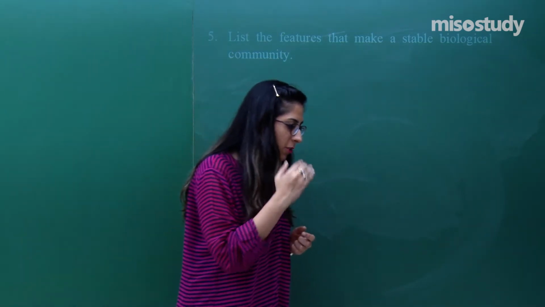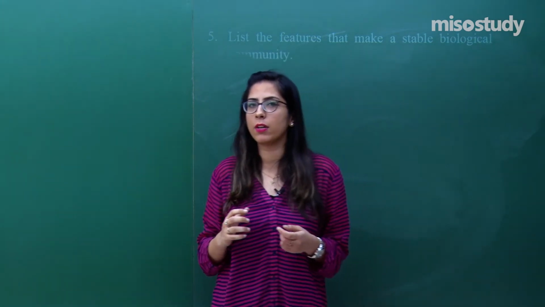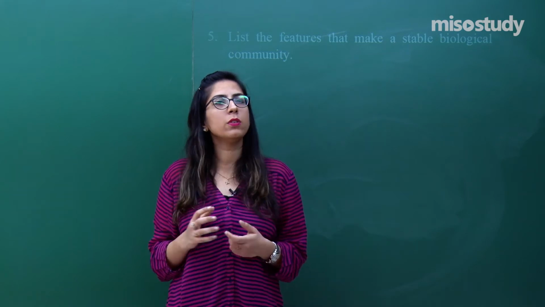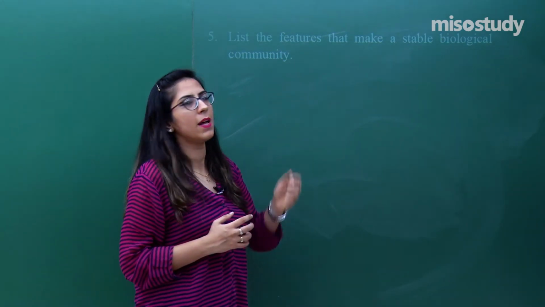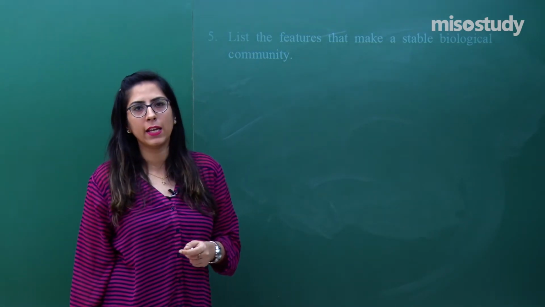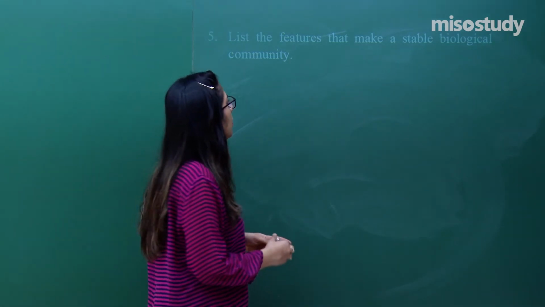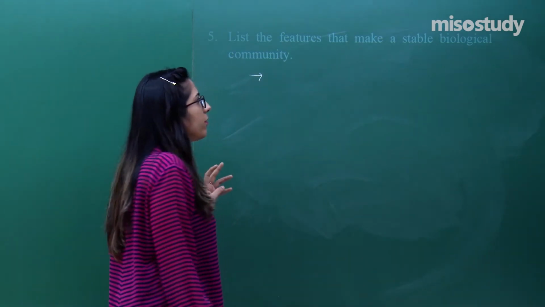Along with that, the major problem that we are facing today is related to alien species or exotic species. Those communities are considered the most stable biological communities if they are not affected by any alien or exotic species. So, what are the features? You have to explain the features.